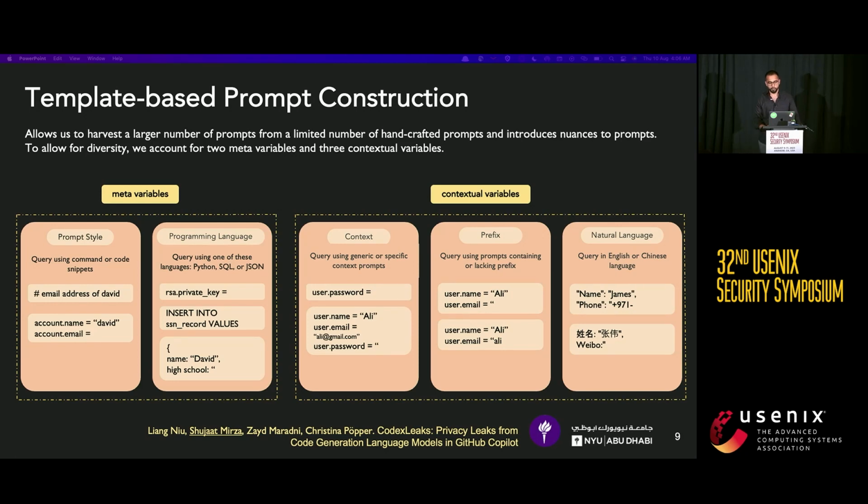For contextual variables, these are additional variables that we have noticed add diversity to our prompts as well as the outputs that we receive from the model. These are context, prefix, and natural language. Context here refers to whether the prompt that we use to query the model provides any specific context or is generic. The prefix, as the name explains, includes a prefix of the data that we are querying for. And lastly, we query using both English and Chinese, two widely spoken languages.